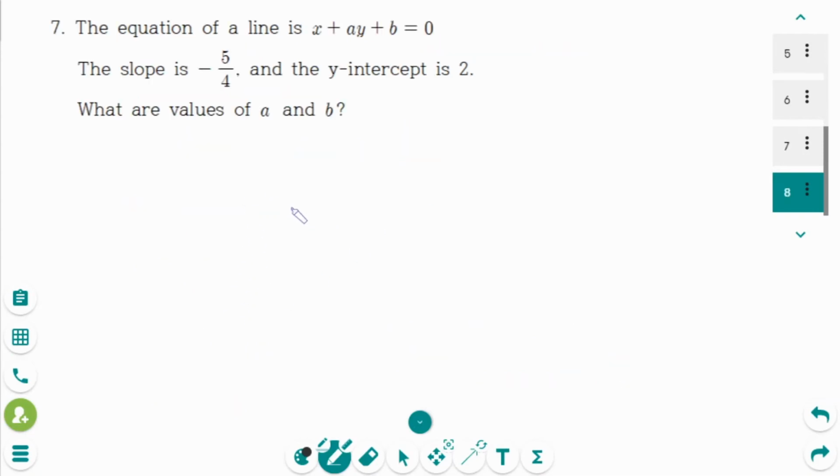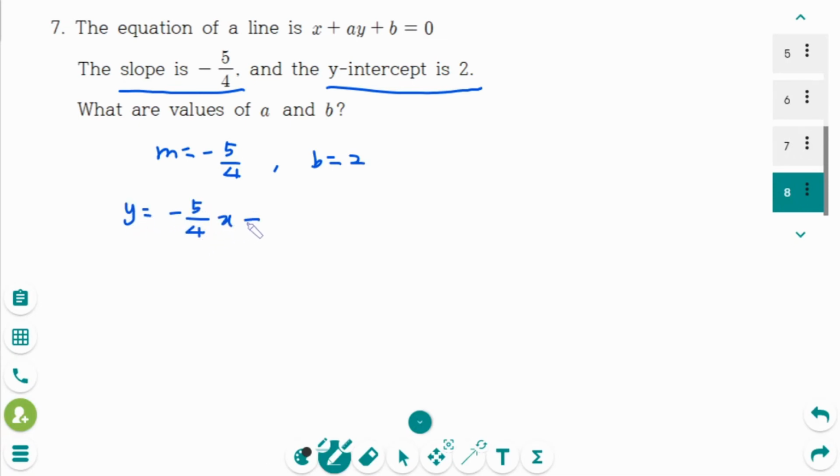This is the last question. If the slope is minus 5 over 4, then y-intercept is 2. The equation is y equals minus 5 over 4x plus 2. Then these two terms on the right side move to the left. So 5 over 4x plus y, then minus 2 equals 0.